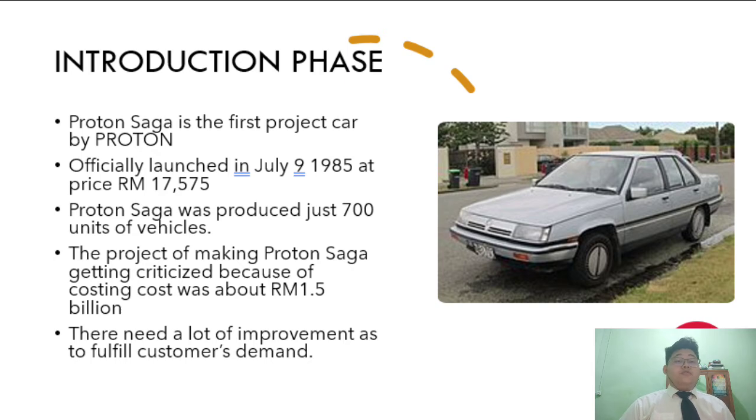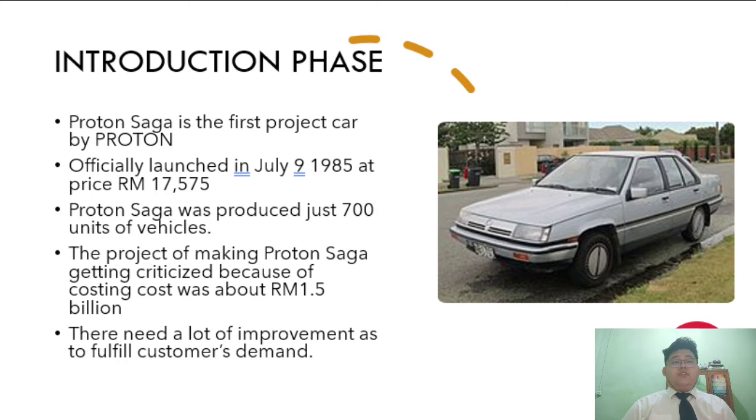Now, let's go to the introduction phase. Perusahaan Otomobil Nasional Sendirian Berhad, Proton, was founded on May 7, 1983 as Malaysia's sole national car company. Proton produced their first project car, the Proton Saga, which was officially launched in July 1985 and priced at 70,575 ringgit Malaysia as the cheapest new car in the market.